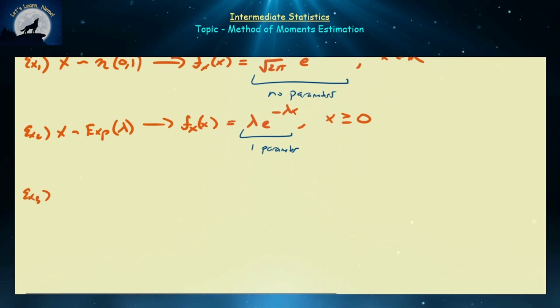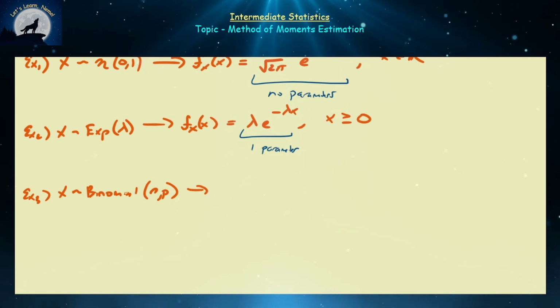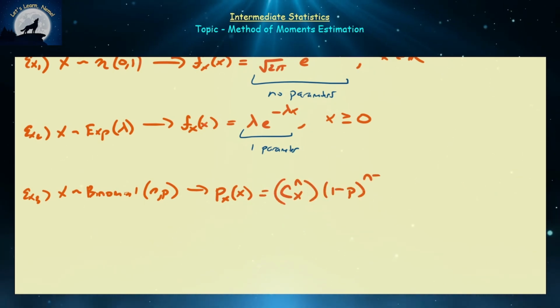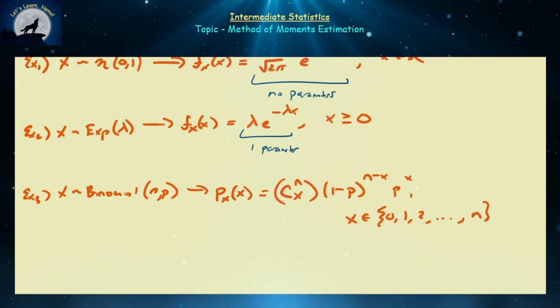What are some other distributions that we might know? Let's go discrete. So for example, suppose that x is a binomial n, p random variable. Once you know n and p, then you should be able to specify the probability mass function for random variable x, and we can write that as p_x(x) is equal to n choose x times 1 minus p to the n minus x times p to the power of x. And remember that the support of a binomial random variable is 0, 1, 2, all the way down to n.